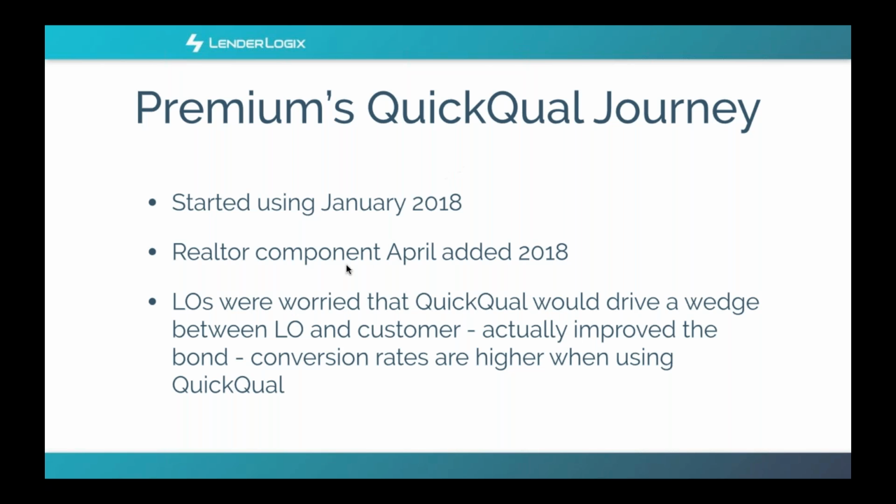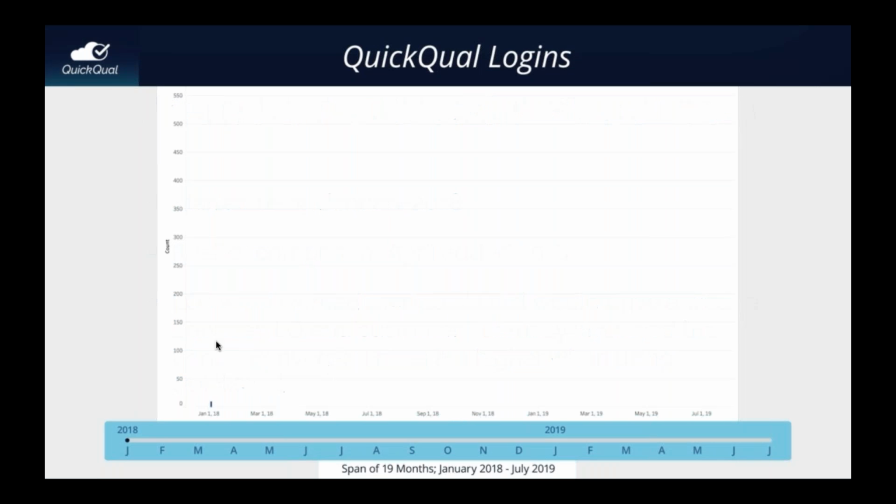So Mike, these are just some of how we went with premium. We rolled it out initially in January 2018. As Mike said, we added the realtor functionality at their request a few months later, and there was a little bit of an adoption curve. I don't know if you want to talk through this video on the timeline here, Mike. I'm going to play this.